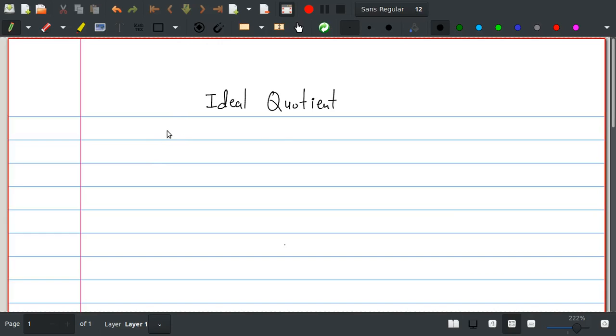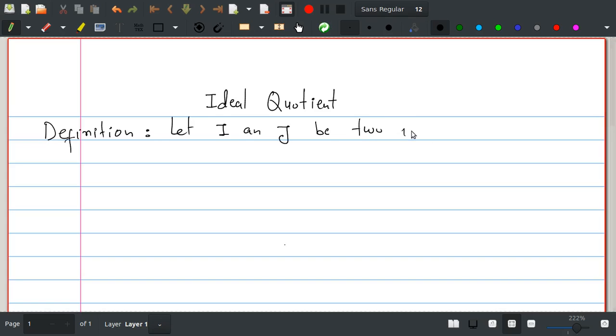In this lecture, we are going to study the ideal quotient of two ideals in a ring. This ideal quotient is sometimes also called the colon ideal. So let us first define this ideal quotient. Suppose we are given two ideals, say I and J, in a ring A.